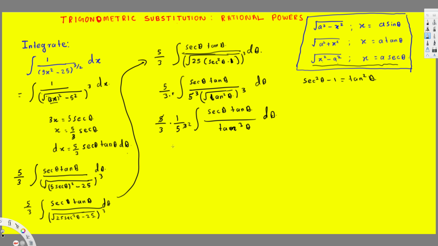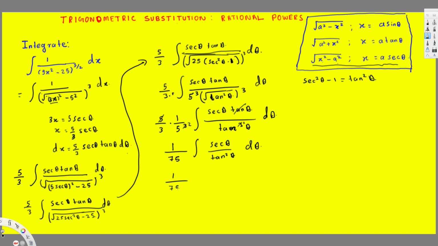So we can multiply this one. This is going to be 1 over 75, 25 times 3, 75. Then we can cancel one of these tan. This is going to be tan square right now. So this is going to be integral of sec theta tan square theta d theta. Now what I'm going to do, I'm going to write everything in the basic pattern.